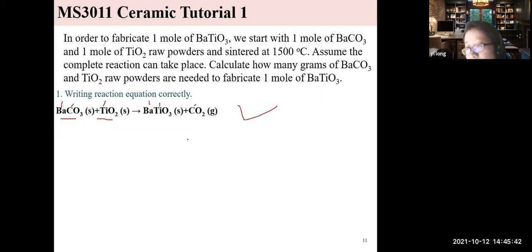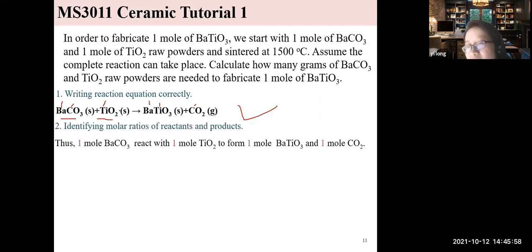Check. Which means, what is the molar ratio here? Jay, what's your answer? What's the molar ratio? Actually, it's very simple: 1 to 1. You need 1 mole. So identify the molar ratio of reactant and product. Obviously you need 1 mole of barium carbonate to react with 1 mole of titanium dioxide to form 1 mole of barium titanate. Yeah, thank you, Jay.